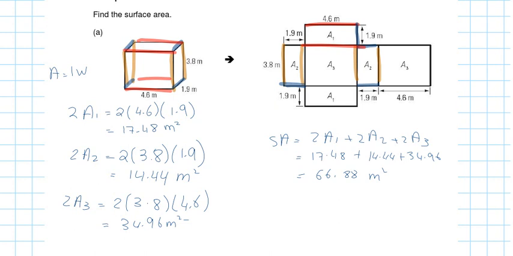Do you think you're a sigma? Hmm? A sigma? That's what I'm gonna say. What did you say? 66.88, yeah.